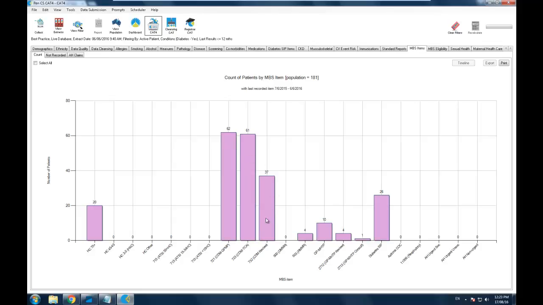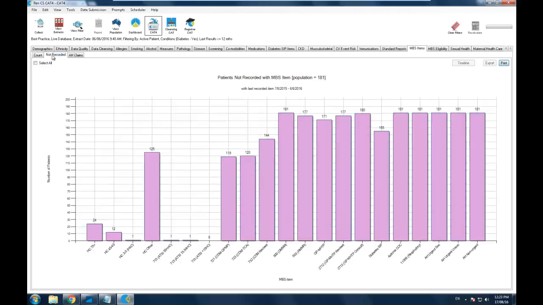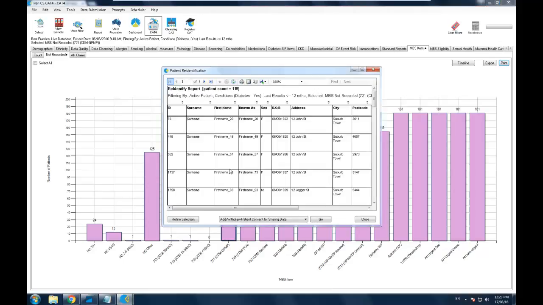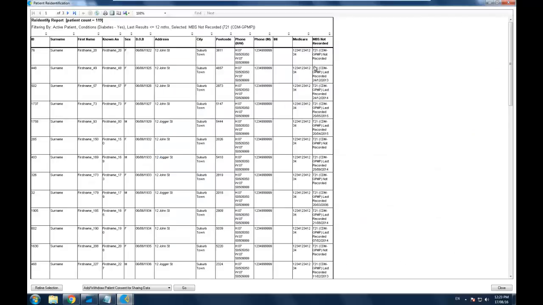And you can see also the reviews and so on. So that will tell you who did have that particular item claimed. The second tab, the not recorded, will show you who didn't. And that's of course 119, 62 plus 119, that's 181. Double click on there, and it will show you their details as with the other reports. And the last column will show you, like the first person here never had that item claimed, and the next one did have the last one done in 2013.